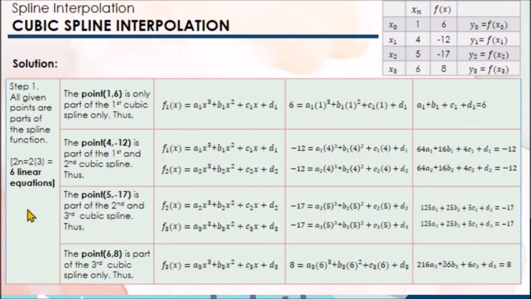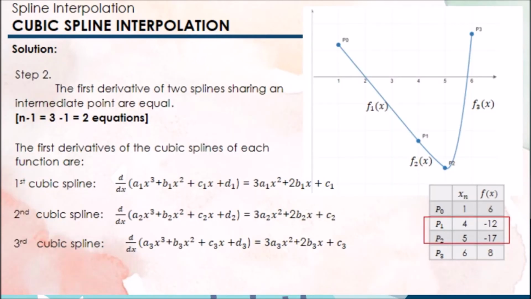So for step 1, class, the linear equations we generated number 6. So we have 1, 2, 3, 4, 5, and 6. So now let's go to step 2. For step 2, the first derivatives of two splines sharing an intermediate point are equal. So what are our intermediate points here? We have point 1 and point 2, with data points 4, negative 12, and 5, negative 17.